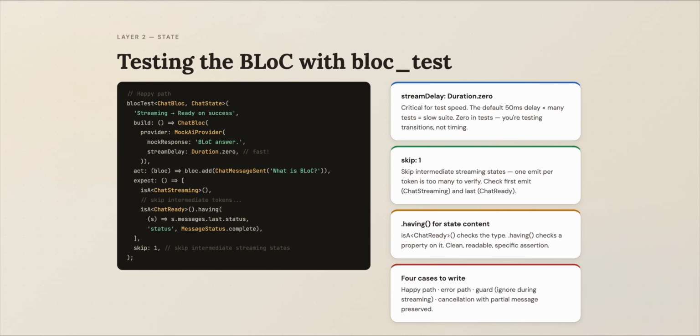Then the skip parameter in bloc_test lets you skip intermediate states. During streaming, the BLoC emits one state per token. You don't need to verify every intermediate, just the final state.